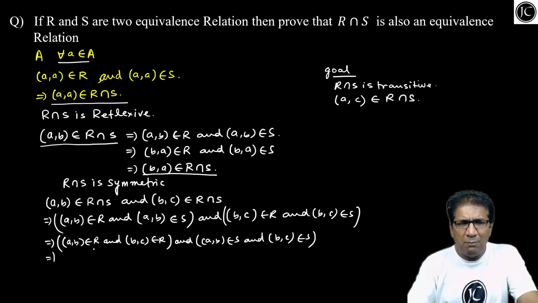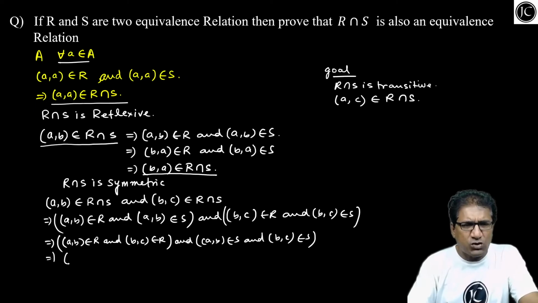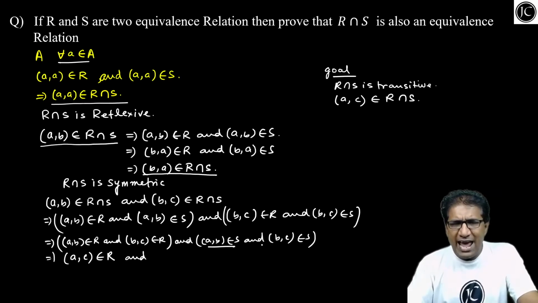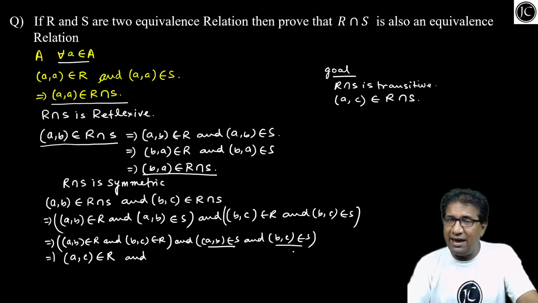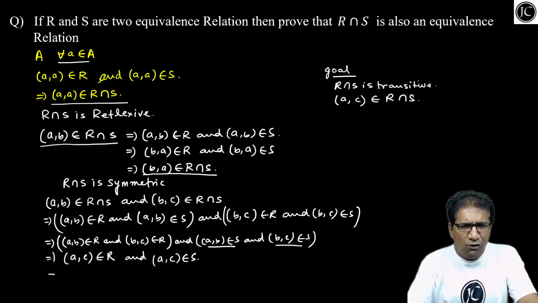So A comma B अगर R में है, B comma C अगर R में है, then as it is transitive, that is R, so we will say A comma C belongs to R. And A comma B S में है, B comma C S में है, और S मेरा transitive है, therefore we can write A comma C belongs to S. Therefore we will say A comma C belongs to R intersection S.